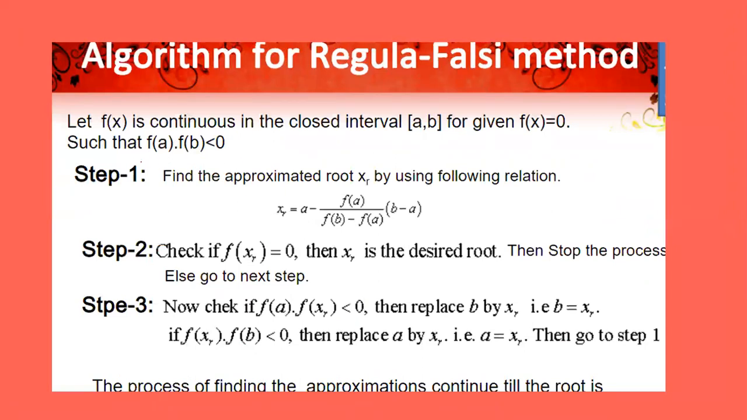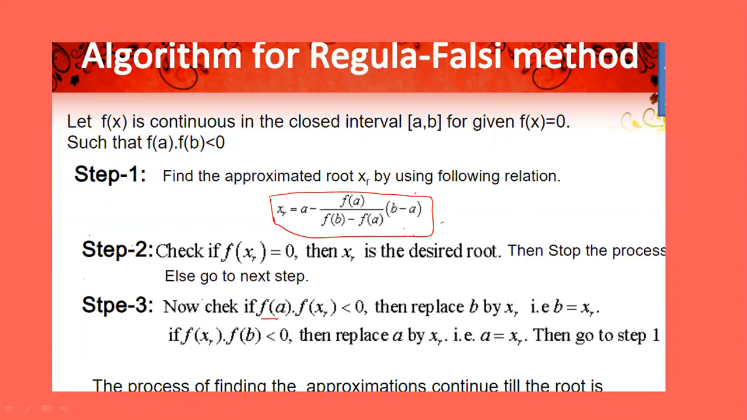First, what is the algorithm of the regula falsi method? Let f(x) be continuous in the closed interval [a, b] for the given f(x) equal to 0, such that f(a) into f(b) is less than 0. Step 1: find the approximated root xr by using the following relation: xr is equal to a minus f(a) by f(b) minus f(a), into b minus a. This is your iteration formula. If f(xr) is equal to 0, then xr is the desired root; stop the process.